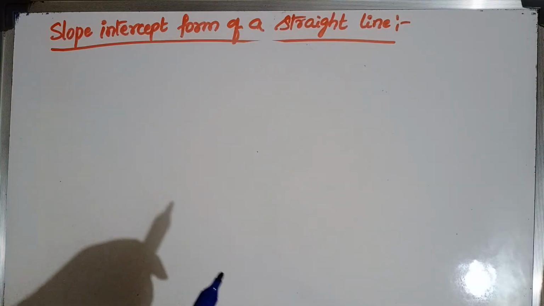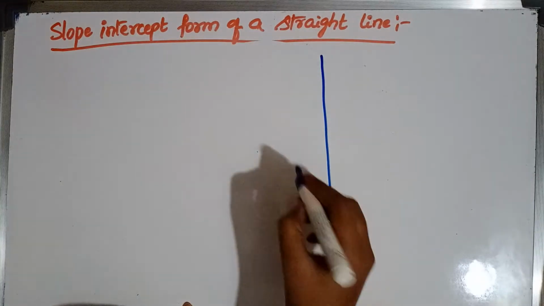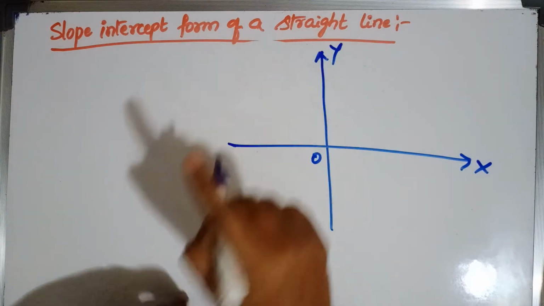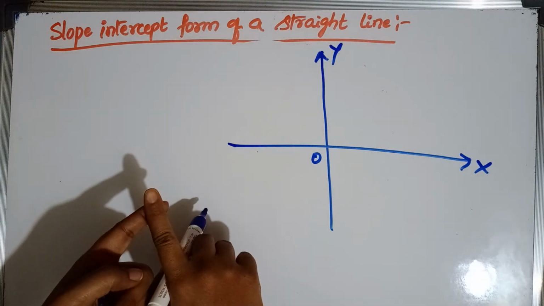Okay, so remember this, intercepts of a line. So here let us consider a straight line. Here we have two different equations. I will derive both the equations.